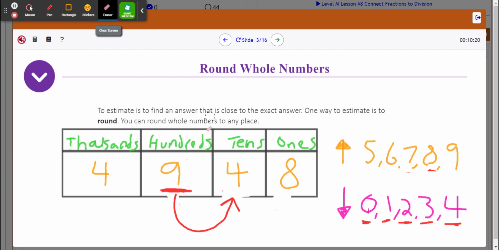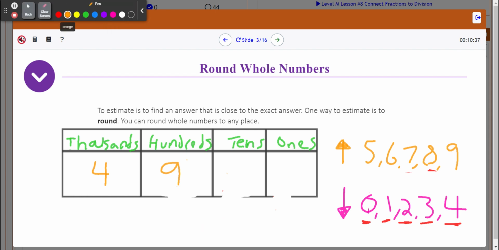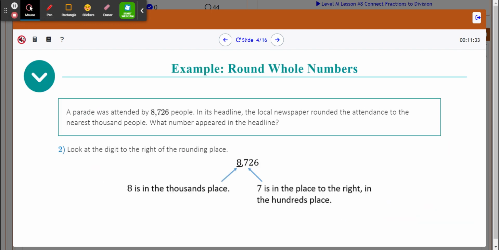So I go back to the original spot, I go to the hundreds, and again, rounding down means that number stays the same. You do not change it. But always, after you're done rounding, so that rounding 9 stayed the same, everything to the right becomes 0. So whether you're rounding up or rounding down, once you finish rounding, everything to the right becomes 0. Let's look at an example problem.